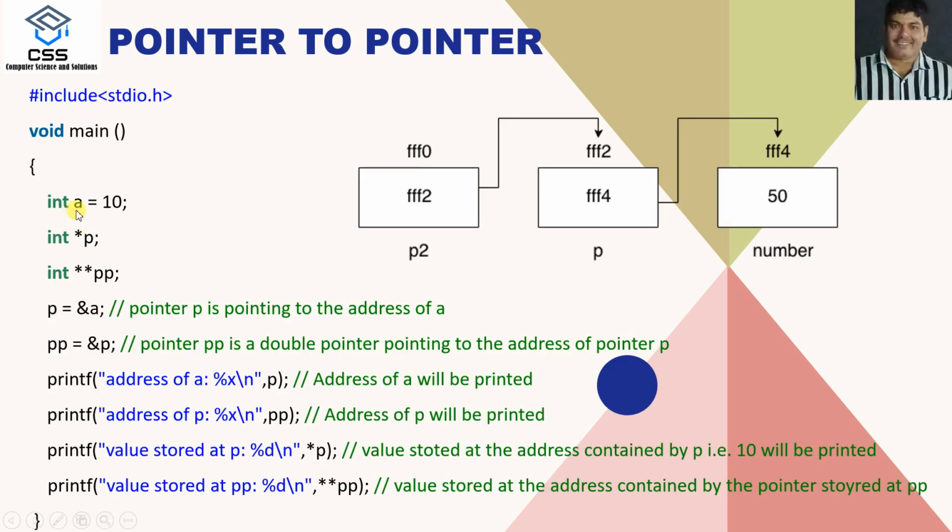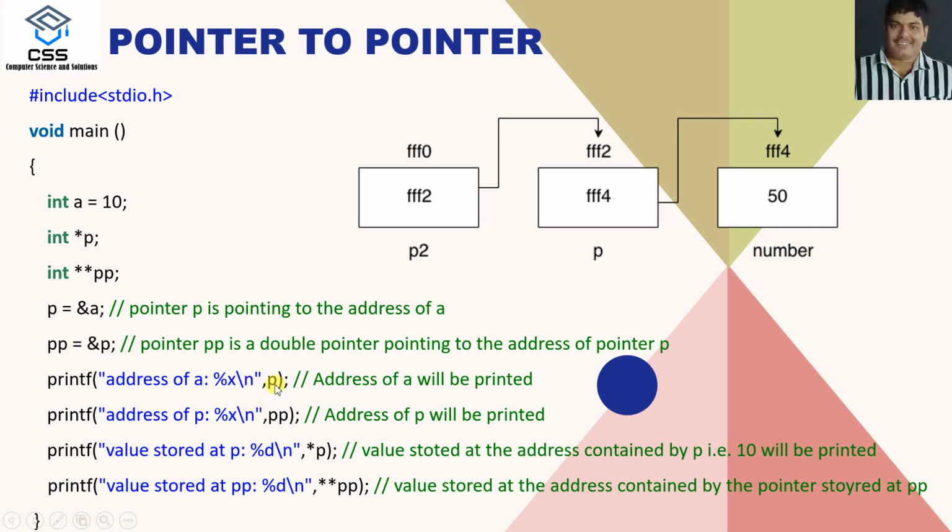See, the value of integer a is 10. Suppose the integer pointer p is declared as a single pointer. What does the integer double pointer pp represent? In p, a's address will be stored, and in pp, p's address will be stored. First of all, ampersand a means a's address will be stored in p. Now p's address will be stored in pp, because p is a single pointer and pp is a double pointer, and hence p's address will be stored in pp. Again, I am repeating: the normal variable a's address is stored in p. The pointer variable's address is stored in a double pointer.